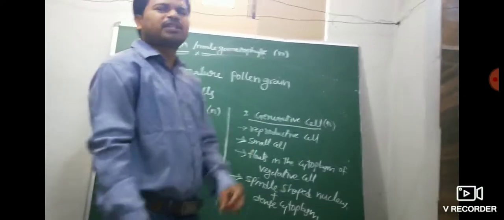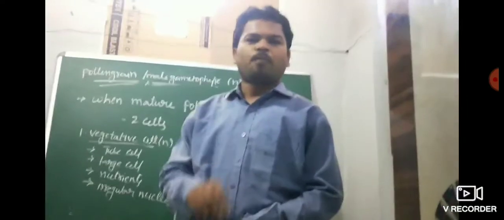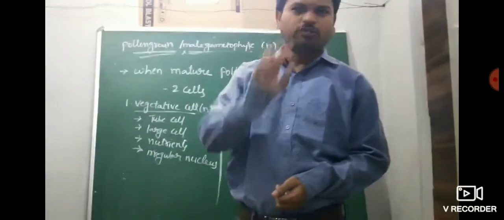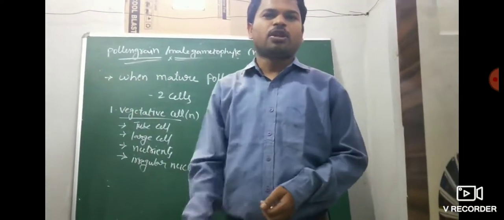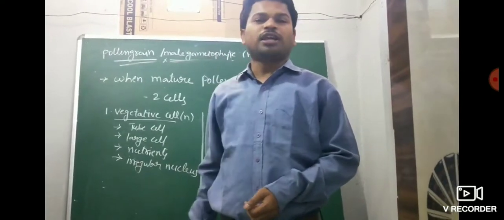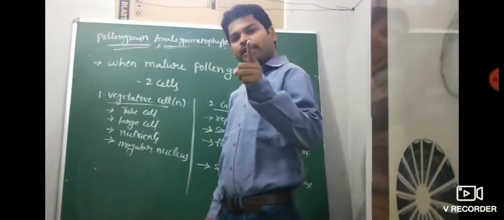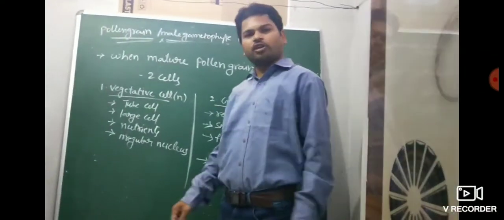See, in 60% of angiosperms, the pollen grain is shed at a two-celled stage: one vegetative, the second generative cell. This is a very important 2019 NEET question. Pollen grain shed at a two-celled stage, one vegetative and the second generative cell.